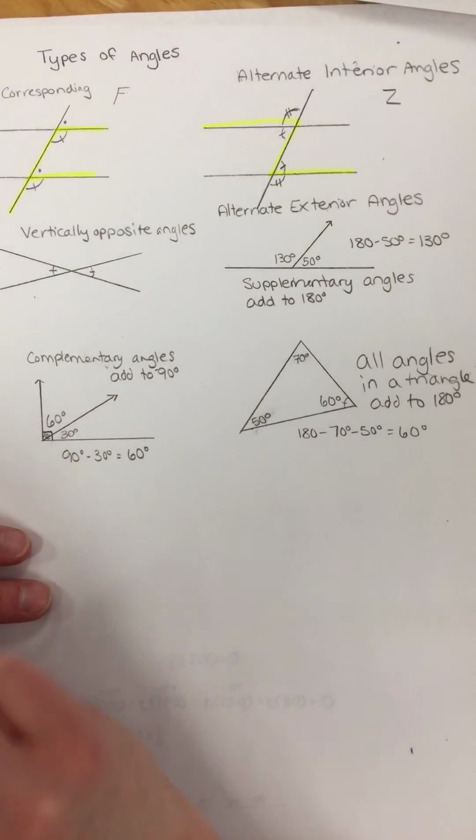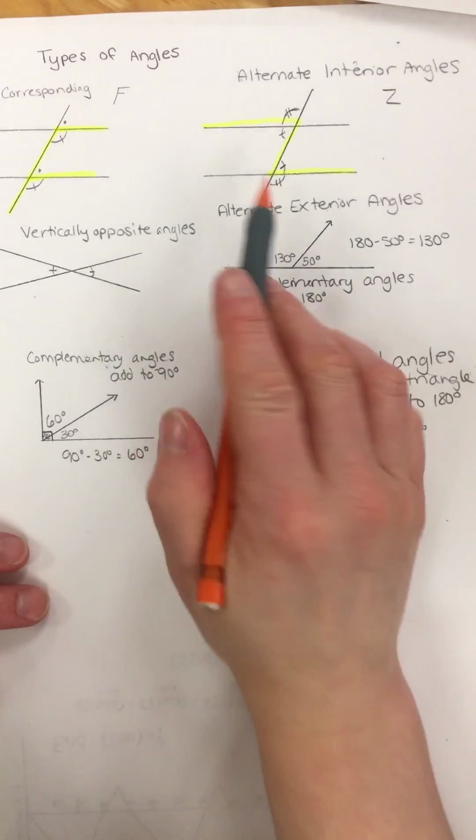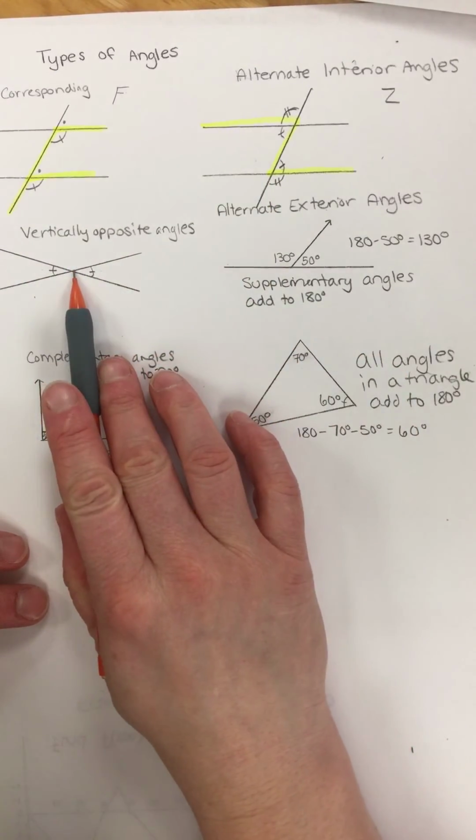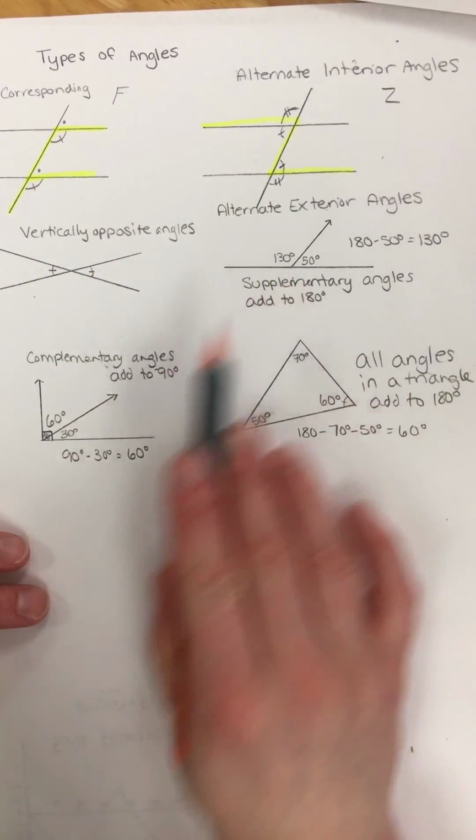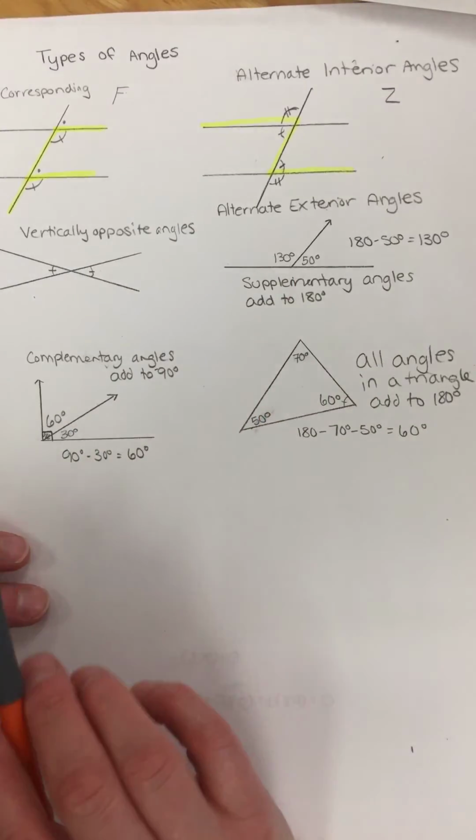Those are the types of angles that we're looking for. So we're looking for up here, basically ones that are congruent, and these are the different types of angles we'll see when dealing with triangles.